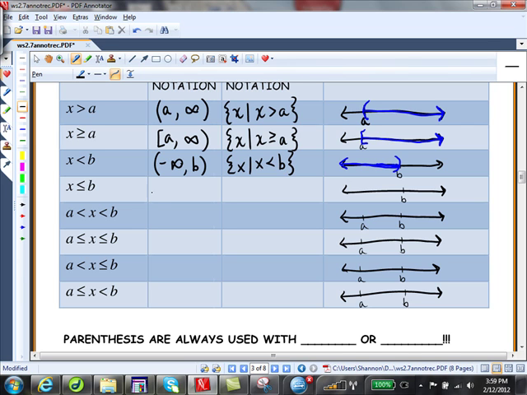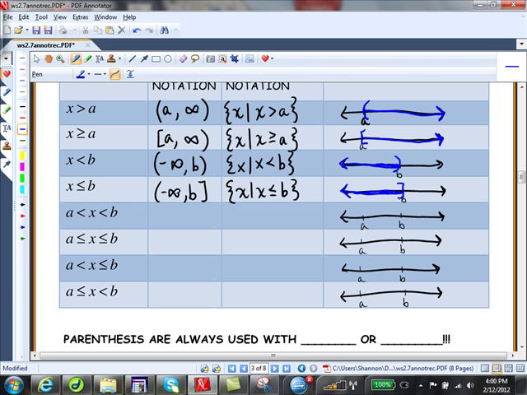Okay, x less than or equal to b. The left stays the same, but there's a square bracket around b. Over here, we would have x such that x is less than or equal to b. And this would be the same except for what? Good, except there's a square bracket around b now.